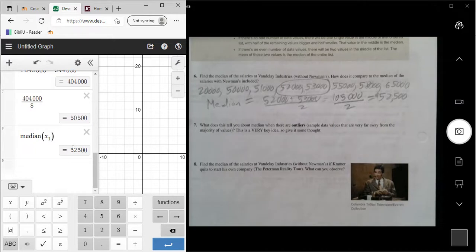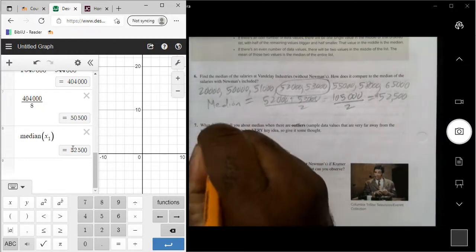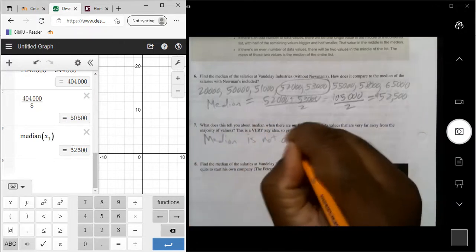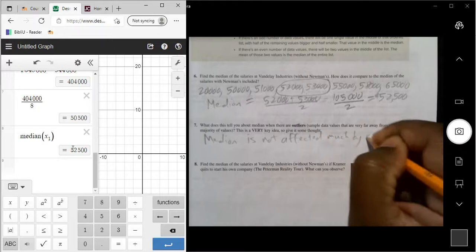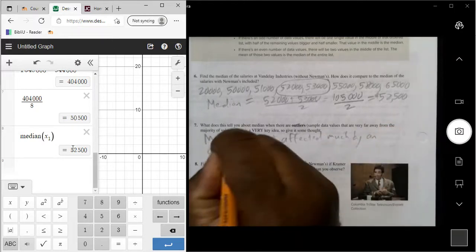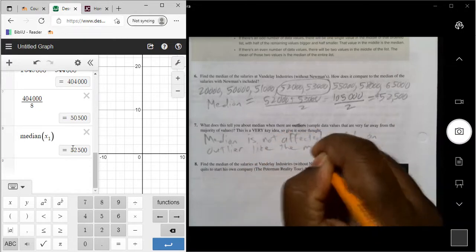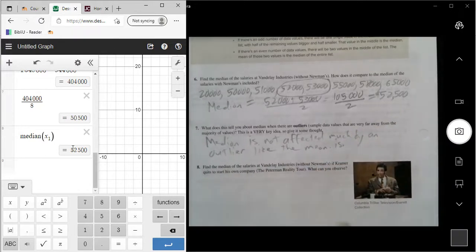Now, number 7. What does this tell you about median when there are outliers, sample data values that are very far away from the majority of values? This is a very key idea, so give it some thought. So basically, median is not affected much by an outlier like the mean is. That's what it basically tells us.